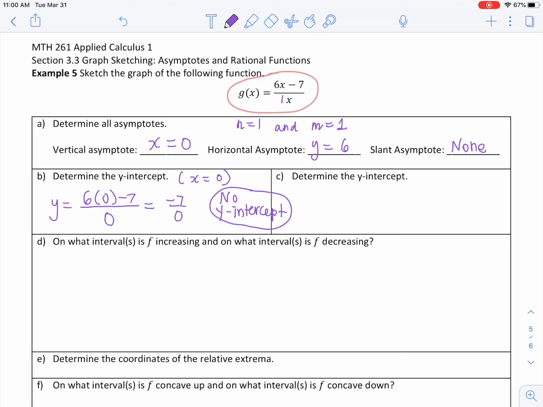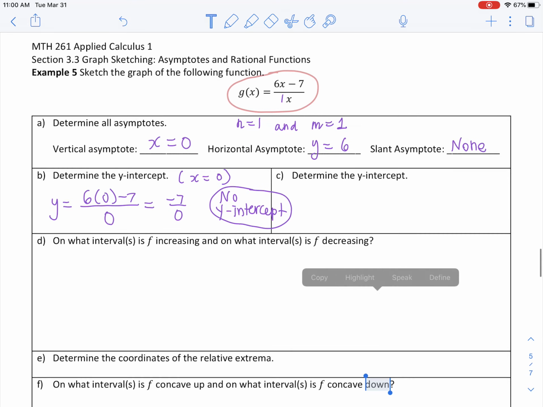And I was thinking about it. Why do we not have a y-intercept? I want to have one. But it's because, take a look at the vertical asymptote. x equals 0 is actually the equation of the y-axis. So this graph will not cross the y-axis at all. Okay, all right, let's do the x-intercept.